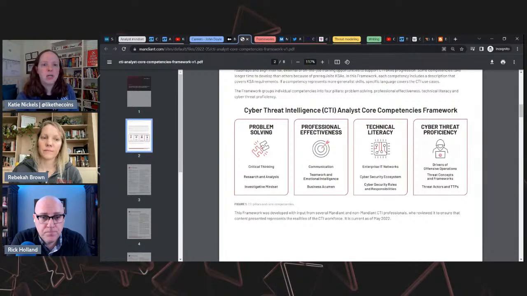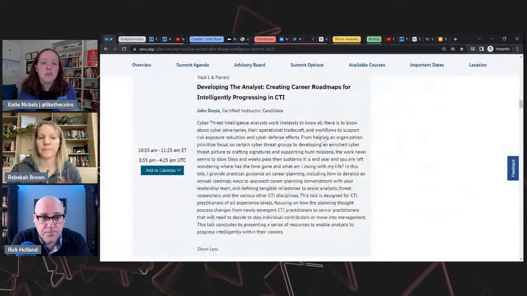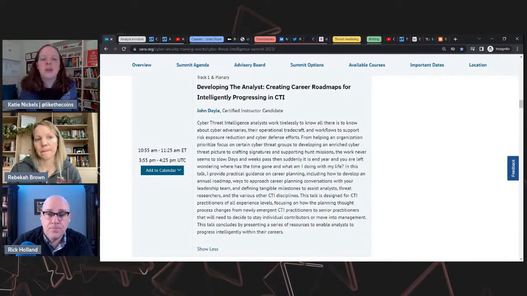And I think regardless of where you are, trying to think about your career path and what areas you should focus on would be solid. So I think that'll be a great talk, especially if you're newer. So on that topic, Rick, Becca, what thoughts do you have for folks trying to get into CTI, trying to get that first CTI analyst position? What advice do you have for getting into this field?